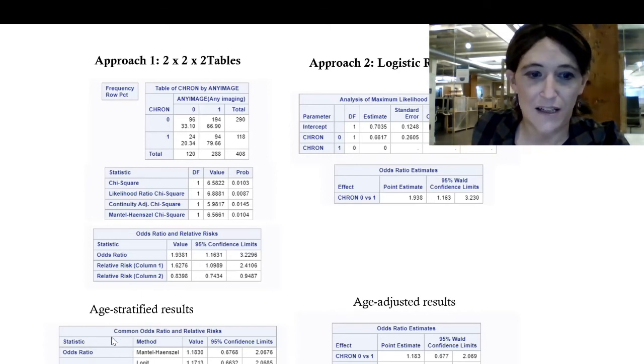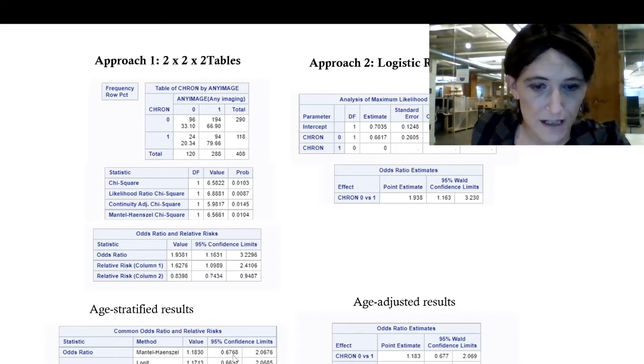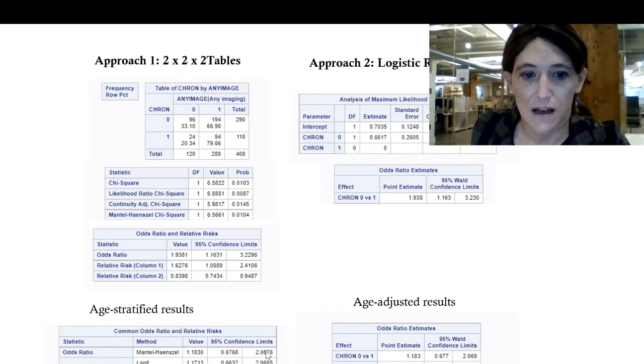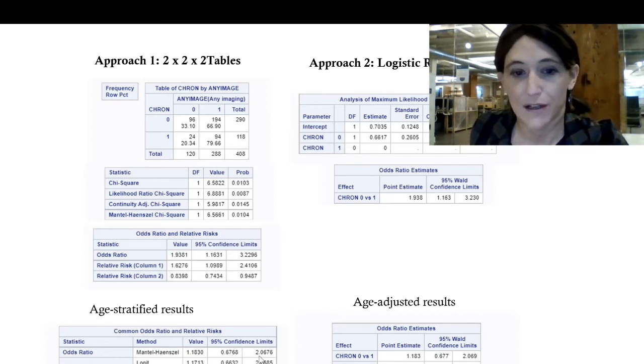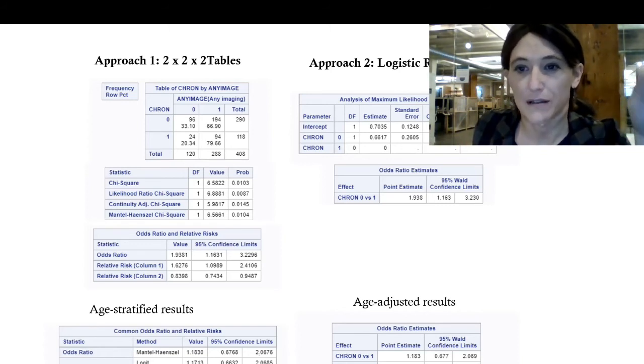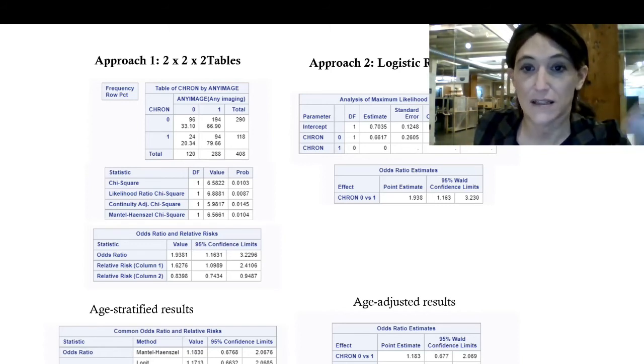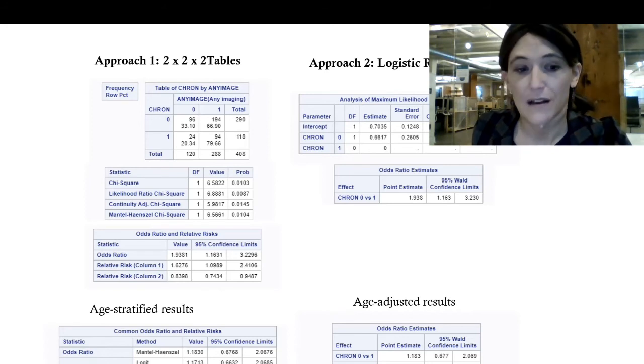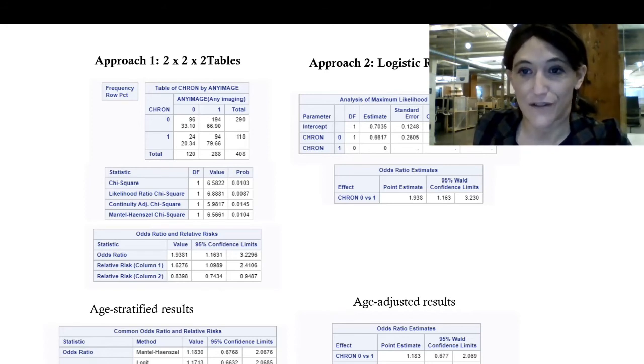And then I get my stratified results by age, and it all but disappears. The odds ratio is 1.18, 95% confidence interval is 0.68 to 2.06. It overlaps 1. I didn't get the p-value out of there, but it's not statistically significant. So that's an example of confounding. Age is a confounding factor here.